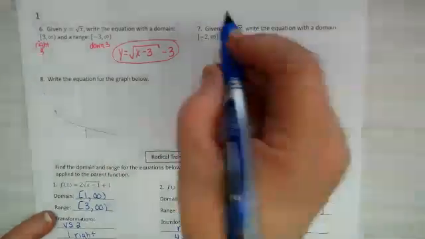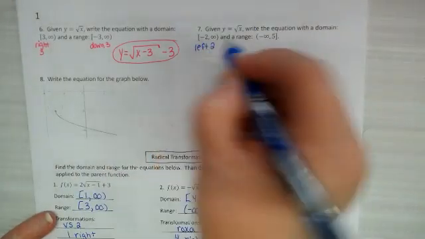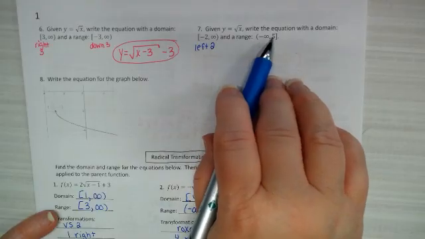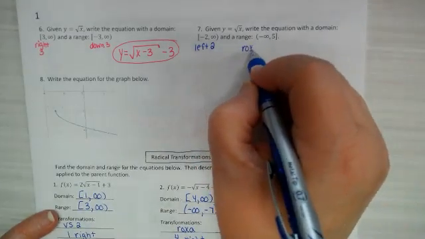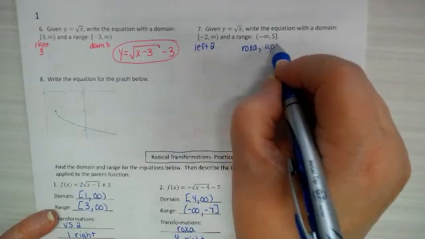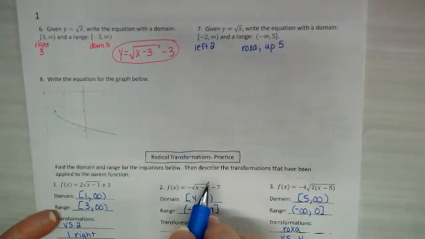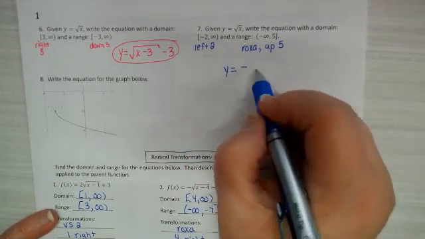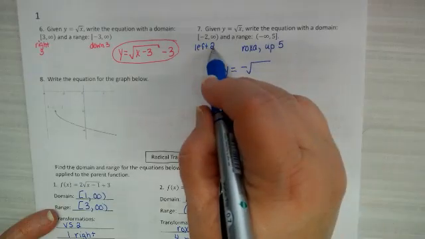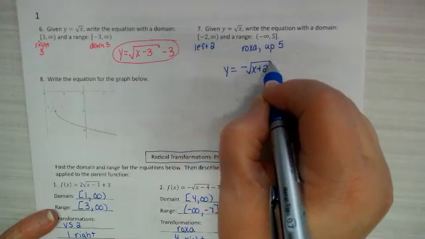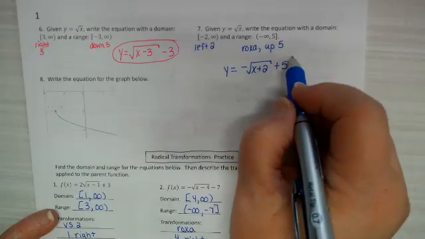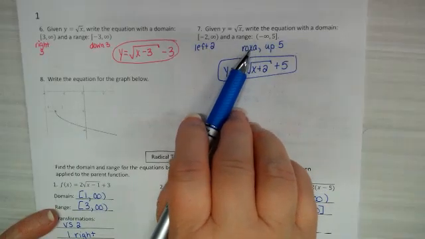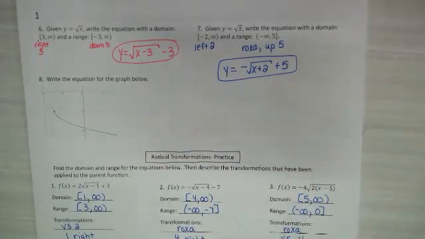This negative 2 to infinity tells me that I went to the left 2. And take a look at this one. It goes from negative infinity to 5. So I know that it's a reflection and it went up 5. So that's going to affect how I write my equation. Y equals ROXA negative square root of, if I go to the left 2, that's x plus 2. And then I went up 5. So this notation here tells me it's a reflection, and that's why there's a negative in front.